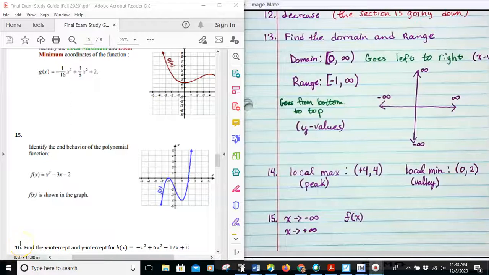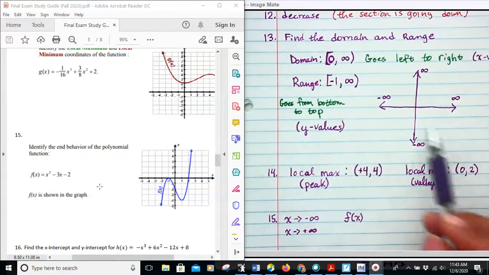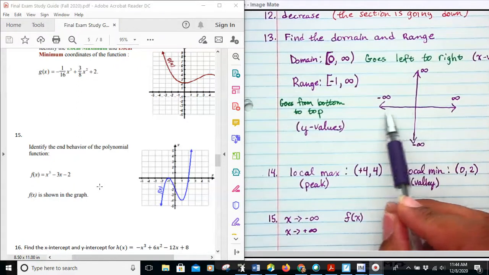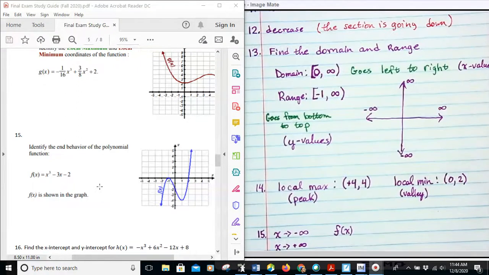All right, so I was trying to get that last question 15 on the last video, but something weird happened, so we're going to do it here. We're talking about end behavior for number 15. Talking about as x approaches negative infinity and x approaches positive infinity. Again, as x approaches positive infinity, it is going this direction. As x approaches negative infinity, it goes that direction.